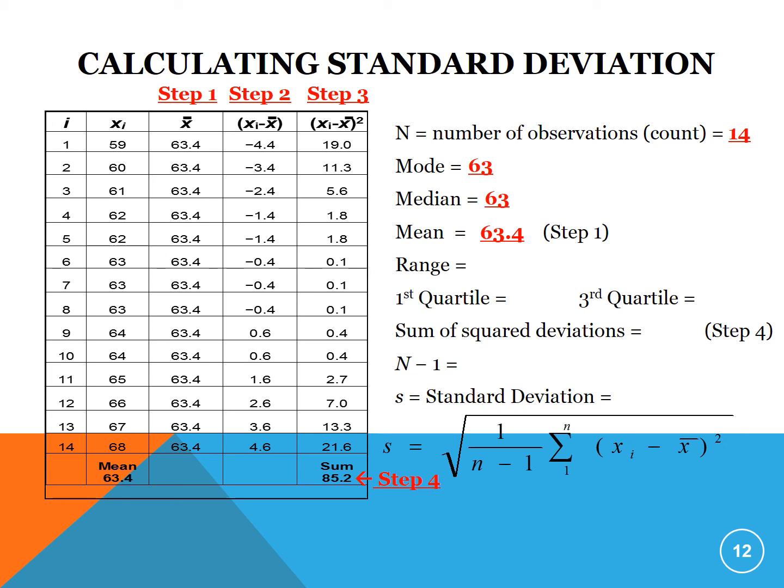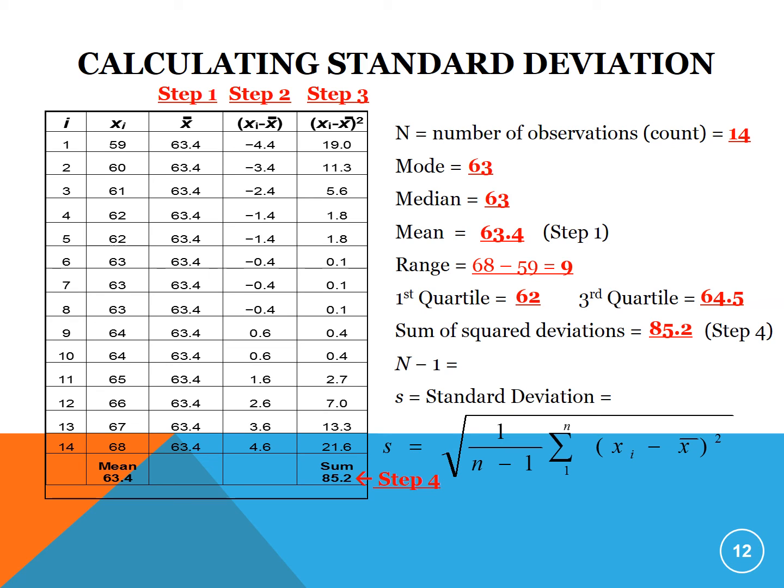Okay? Now, the last thing we do, which we don't see here, is we divide by n minus 1. We already know n is 14, so n minus 1 is 13. Actually, I skipped through some things there. You can figure out how to calculate range, right? And first and third quartile. And now we're moving forward.